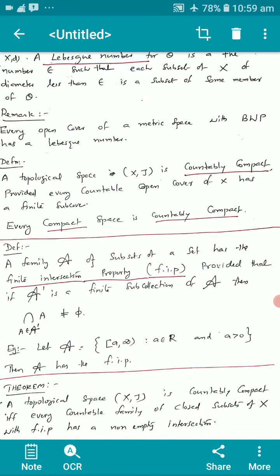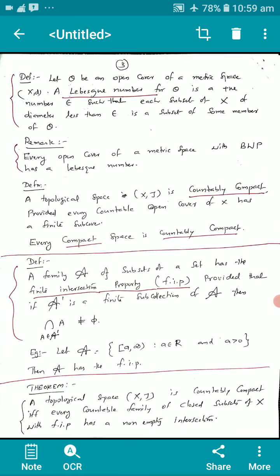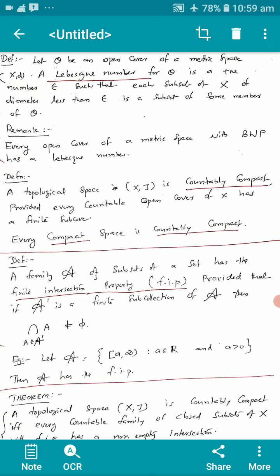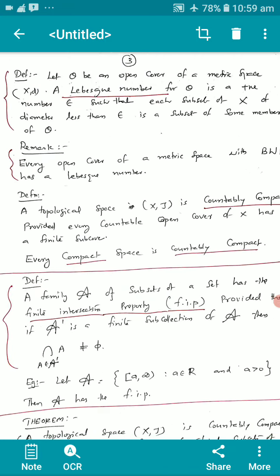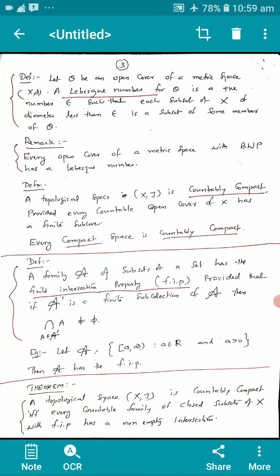Definition. A topological space X is countably compact. We are discussing variations of compactness, the first one being countable compactness. A topological space X is countably compact provided every countable open cover of X has a finite subcover. So clearly, every compact space is countably compact.